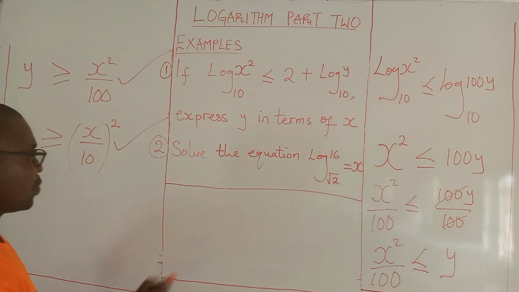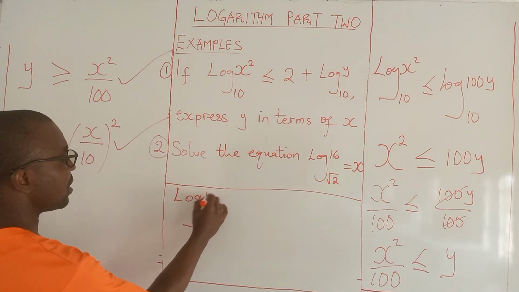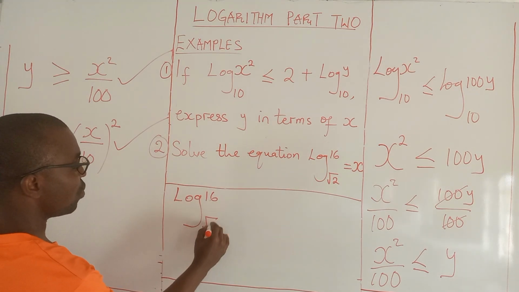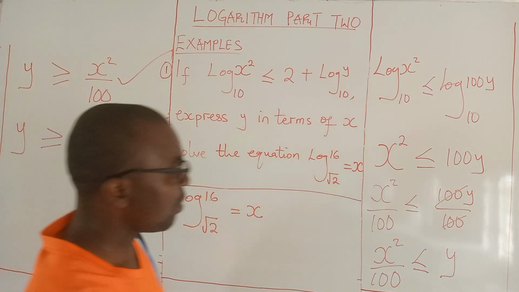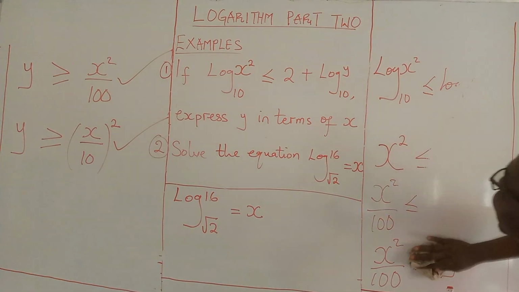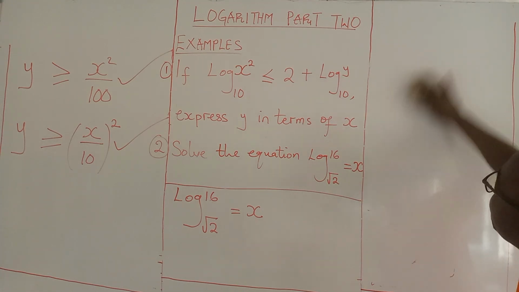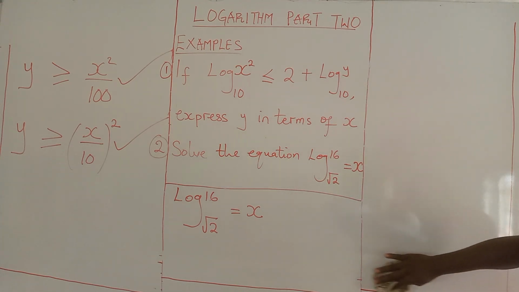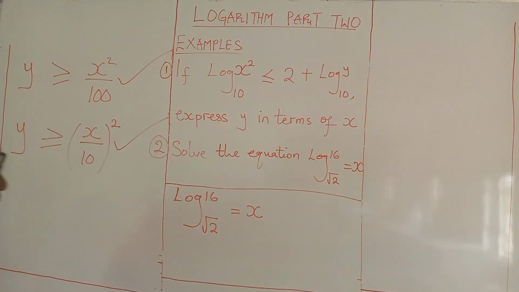So if you look at number two, we are told log 16 base root 2 is equal to x. Now we want to find the value of x. I can use two methods to solve this, and you arrive at the same answer. There are many ways. So, first of all, you can change it to index form. Use that idea and solve.